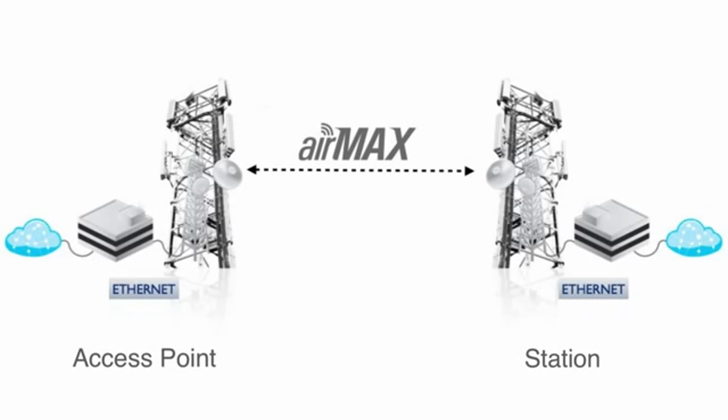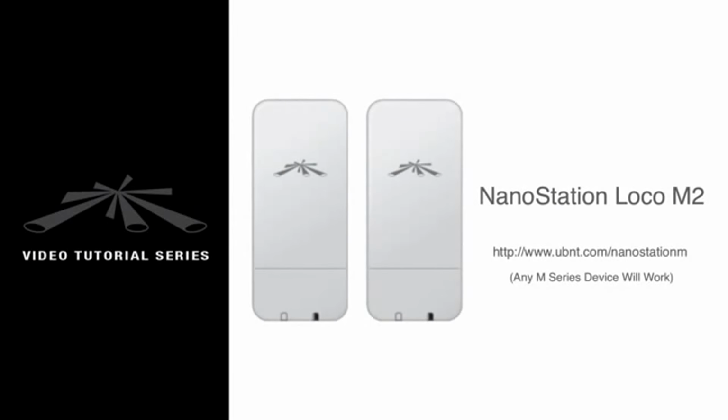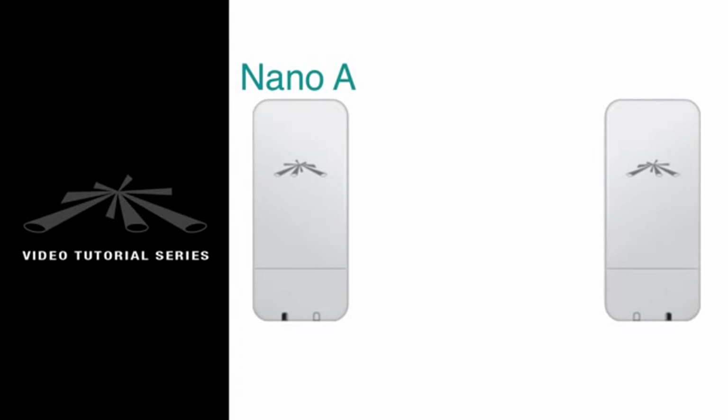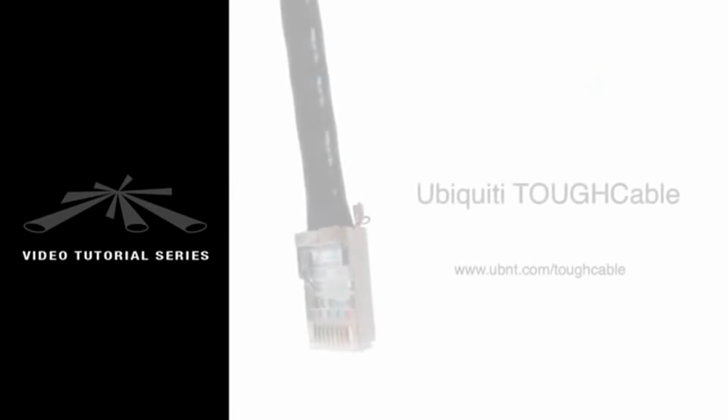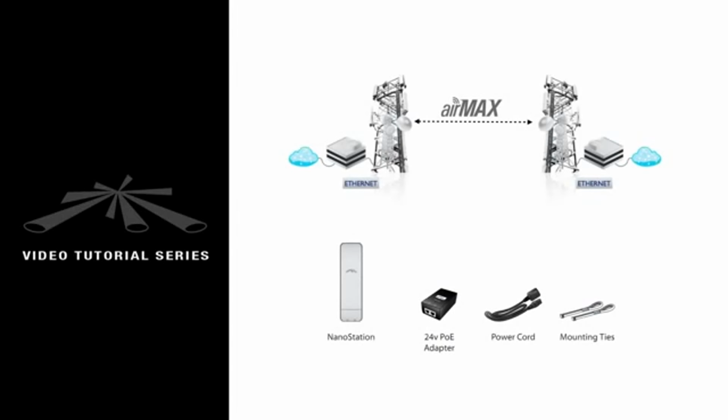To create a transparent bridge, you will need two devices similar to the NanoStation Loco M2s that I'm using for this demonstration. I've labeled them as Nano A and Nano B. You'll also need cables to supply power over Ethernet from your adapter to the radios. Make sure that you've also chosen good locations to mount your equipment for a clear line of sight.